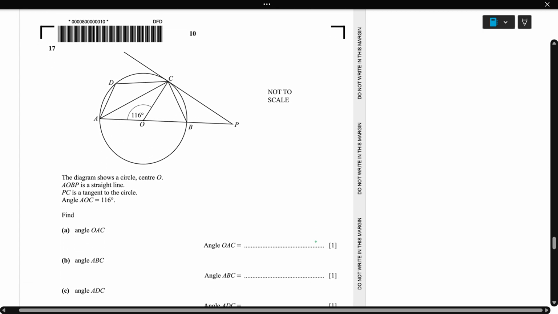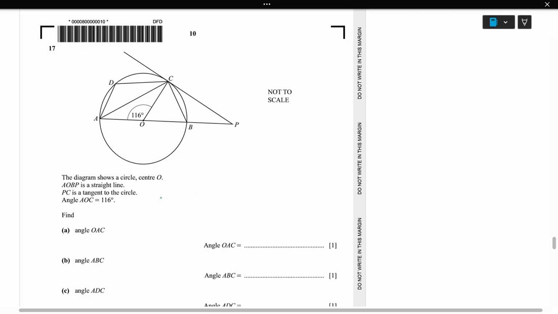Next, question 17. The diagram shows a circle, center O. AOB is a straight line, BC is a tangent of the circle, angle AOC is 116. Angle OAC: first we need to find this angle.